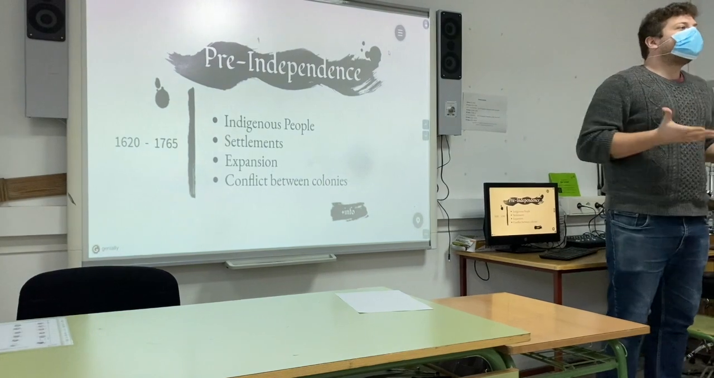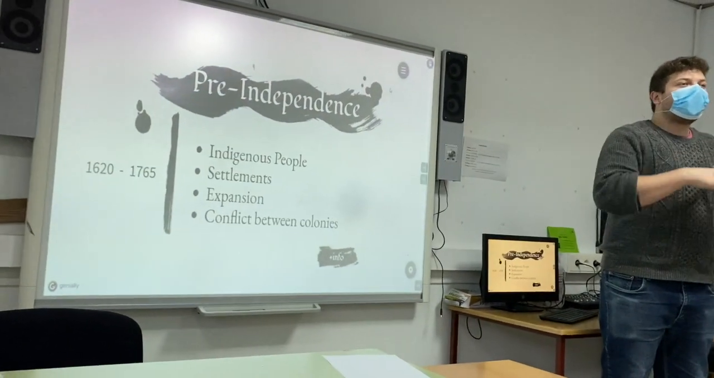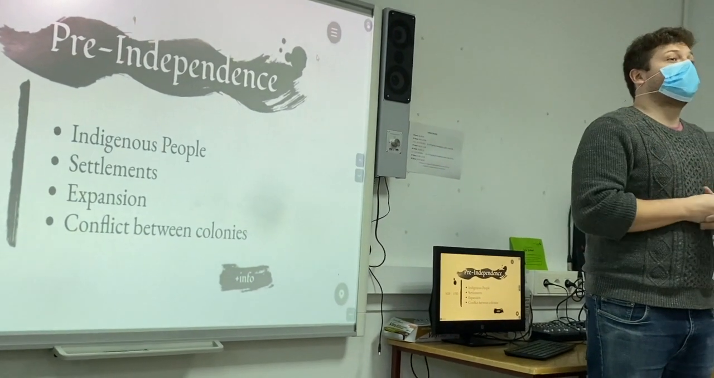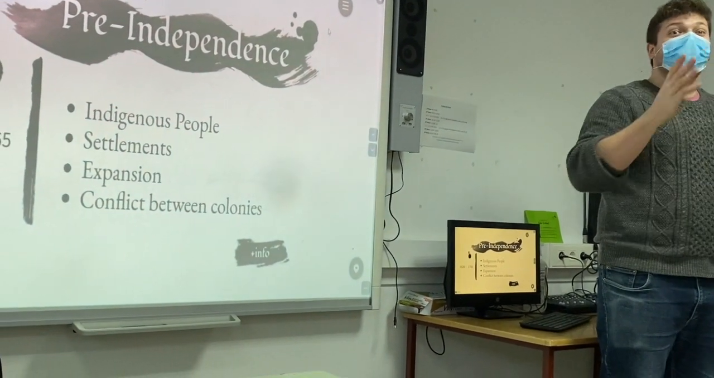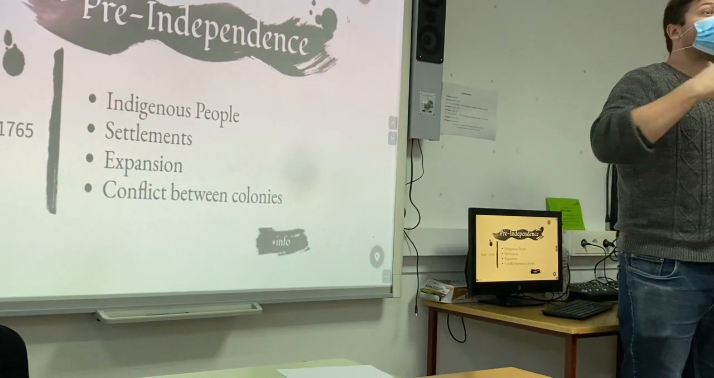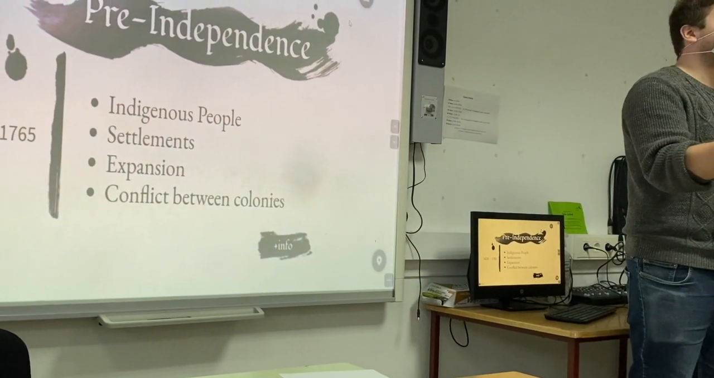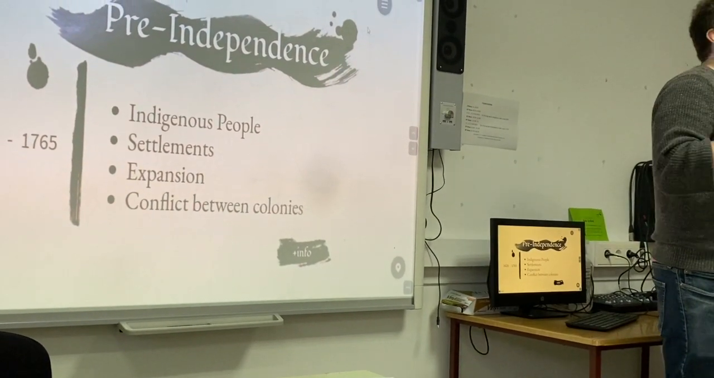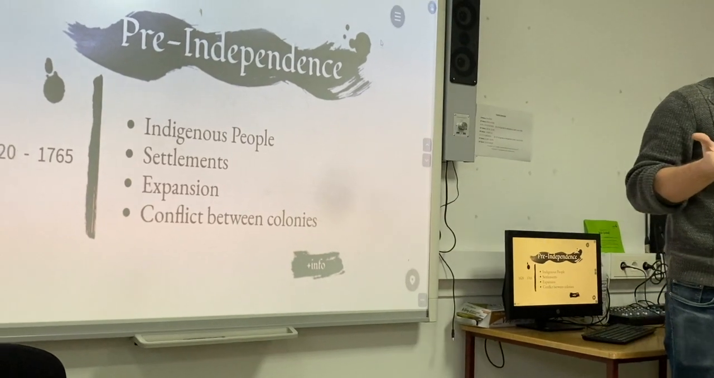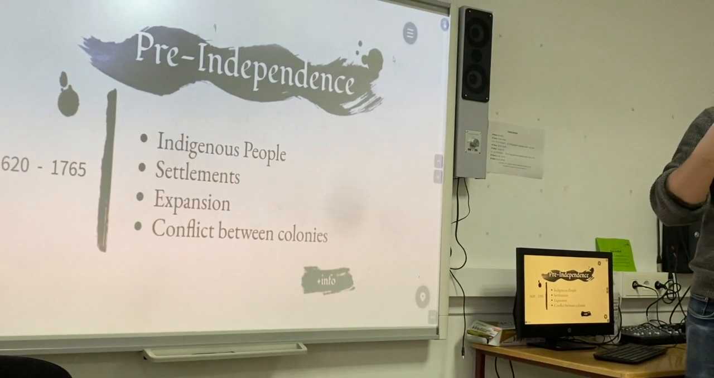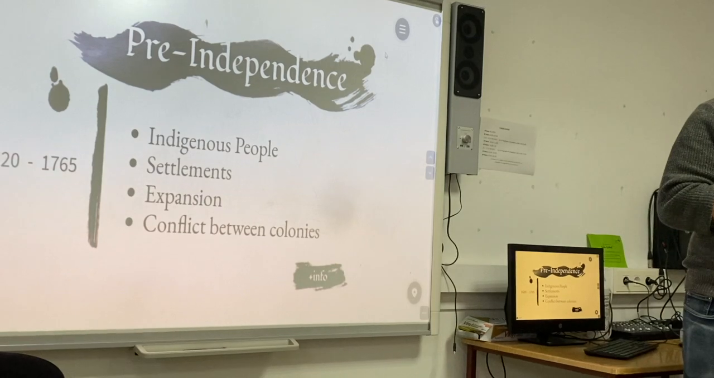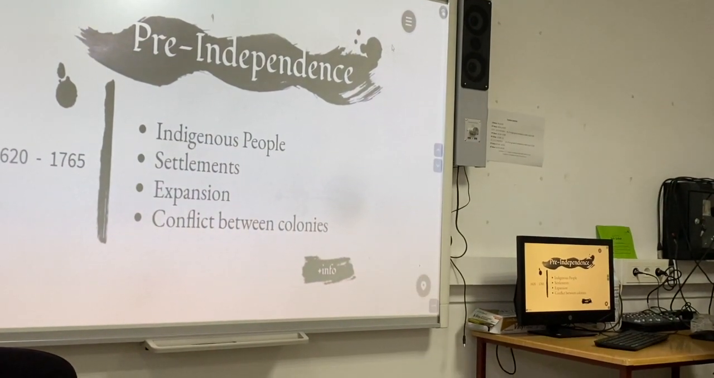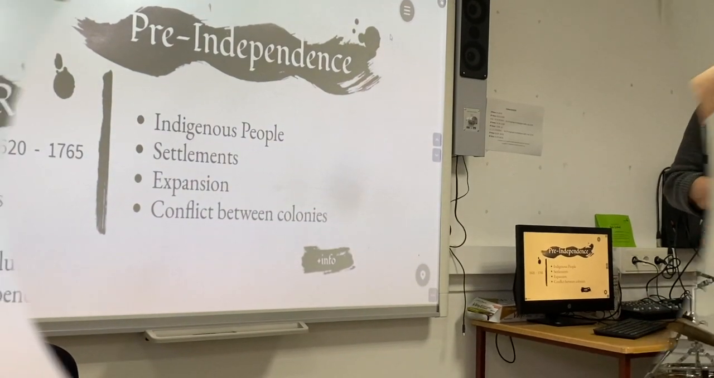Pre-independence. The first thing that you need to know is that people were in the United States already for thousands and thousands of years. America was not discovered. Nobody discovered America. There was always a piece of land there, and people were living there. And those people were indigenous people, tribes, okay? So in the project that we're doing, this is a whole period of time from 1620 to 1765.